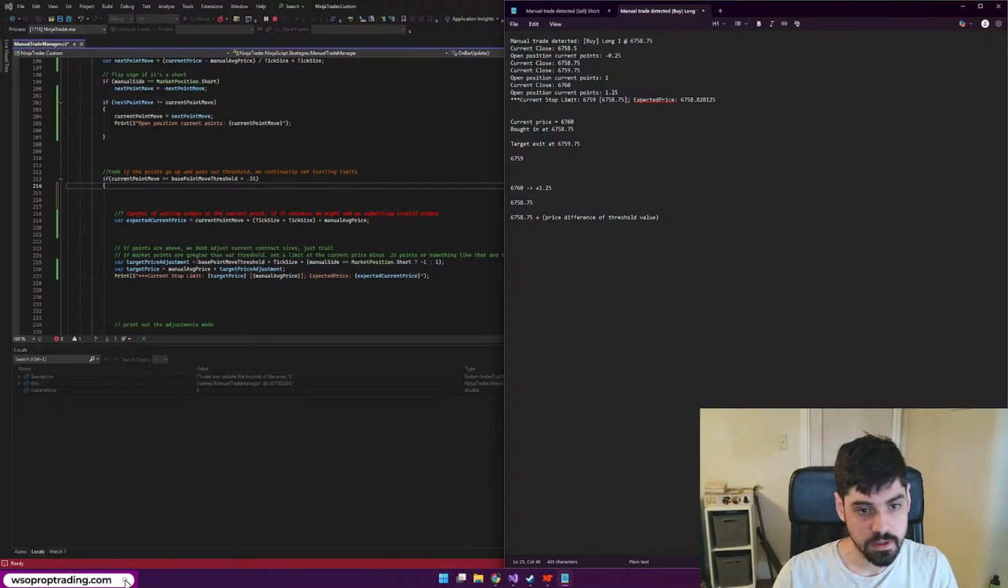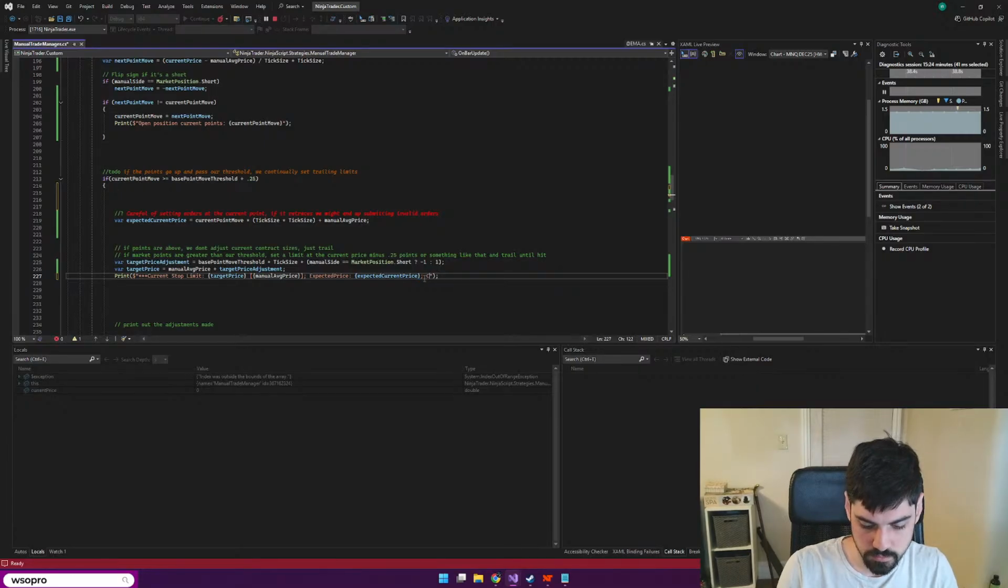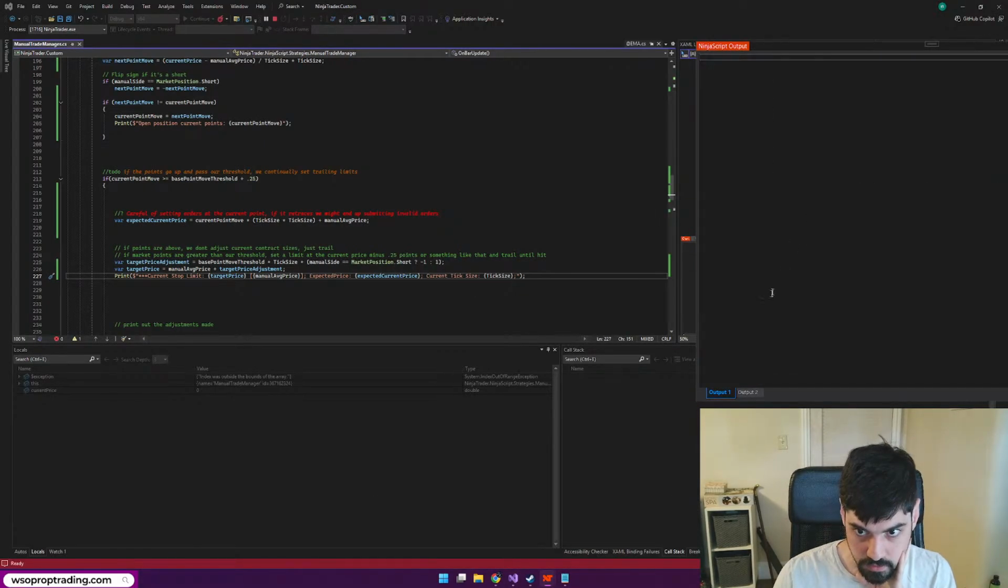So the tick size here, we're going to print out tick size. We're printing out the current point move already. We're going to leave it like that. Real quick, I just want to grab more prints.